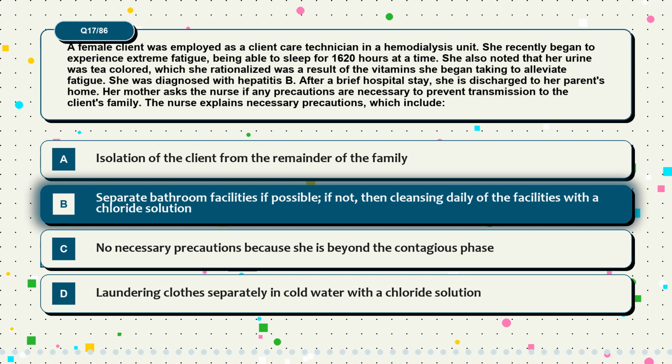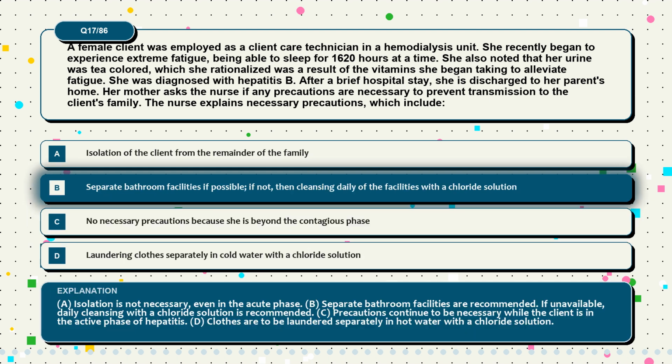The correct answer is option B. Separate bathroom facilities if possible. If not, then cleansing daily of the facilities with a chloride solution. Isolation is not necessary, even in the acute phase. B. Separate bathroom facilities are recommended. If unavailable, daily cleansing with the chloride solution is recommended.